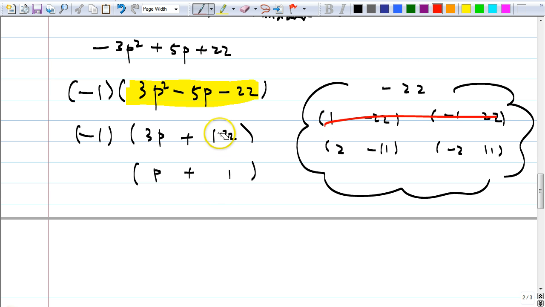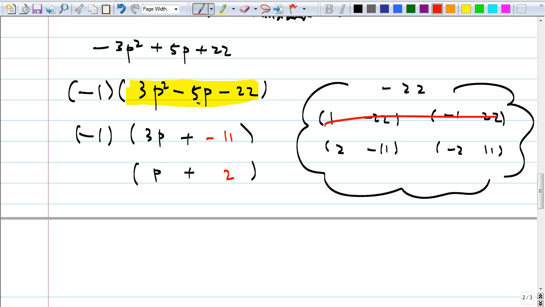So what should I try next? 2 and negative 11. Let's do it in order. Does this work? I get negative 33p and 2p. No, there's no way you can get 5. Even if you do this, does it work? No. Okay, so let's try the other way. Negative 11 and 2. Does this work? Yes, because 3p times 2 is 6p plus negative 11p. That's 5p, isn't it?